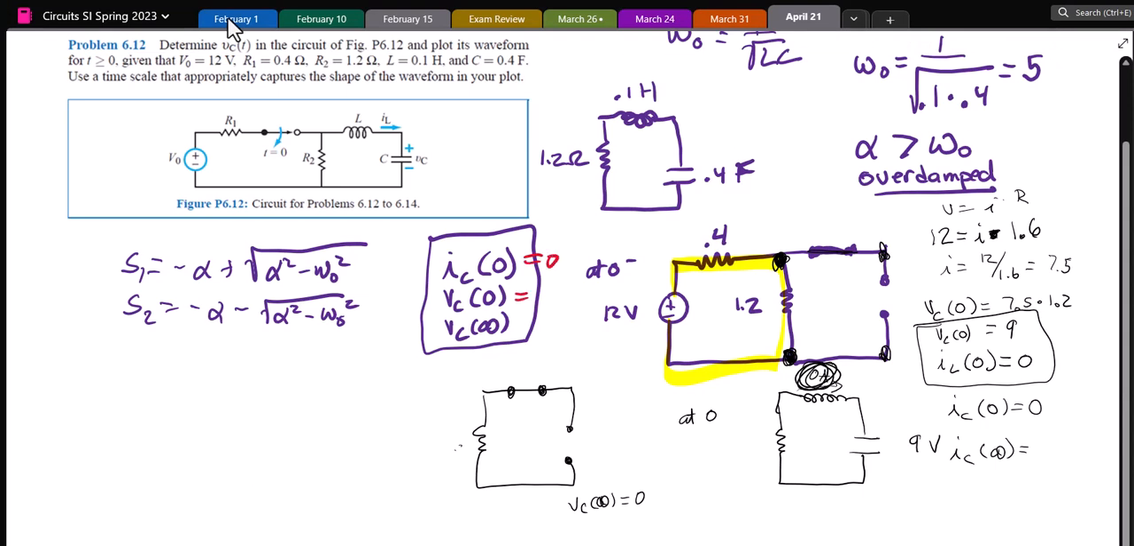Would IC at infinity be 0? 0. VC of 0 was 9, and VC at infinity is 0. So with the no current that you were saying? Yes. That's the hardest part to see, and to keep track of what's the most important thing. Because if you don't realize that, then you might try to do Ohm's law with your voltage here and your resistor here. But that's not the most important thing. The most important thing is that this has to be 0 amps and this has to be 9 volts.